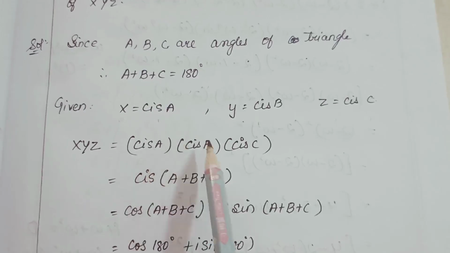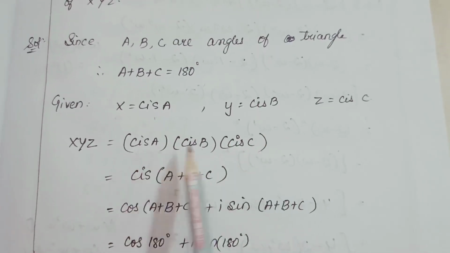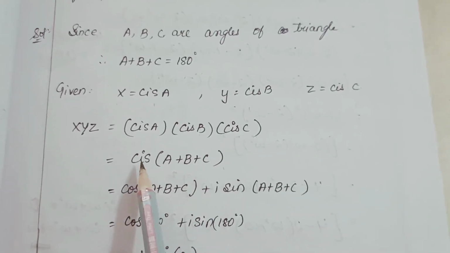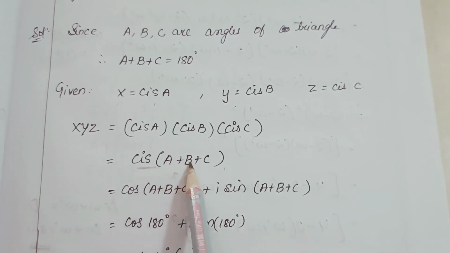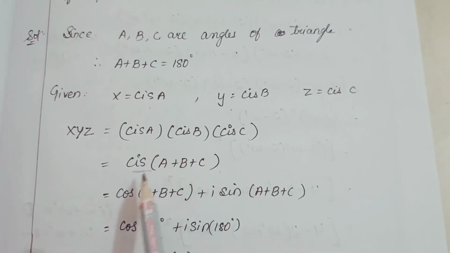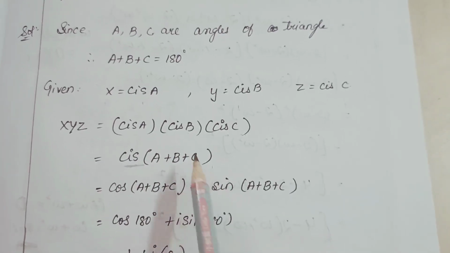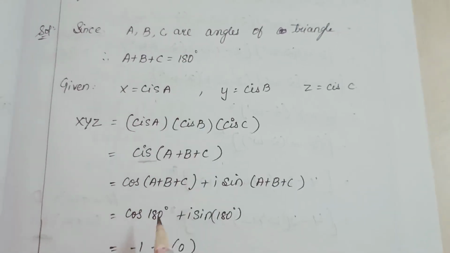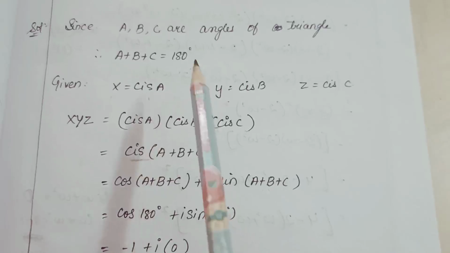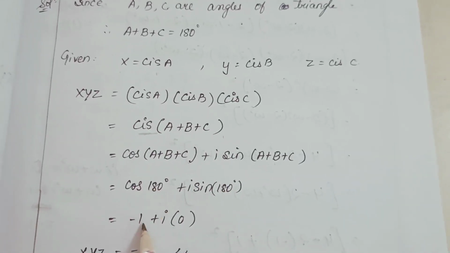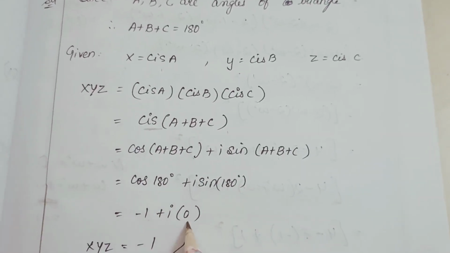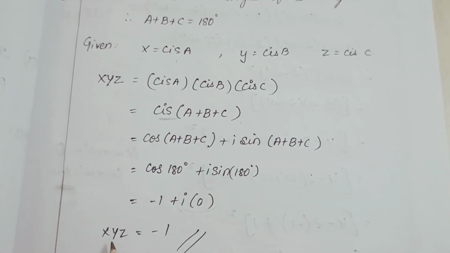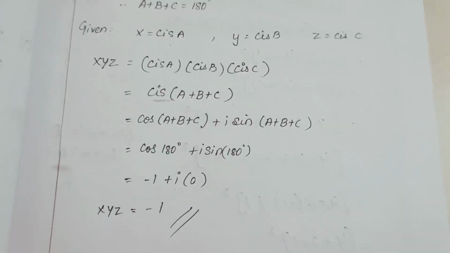So x value, y value, z value. We can write this as cis of (A plus B plus C). Cis is nothing but cos theta plus i sine theta. Cos (A plus B plus C), how much is A plus B plus C? 180. Sine (A plus B plus C) is sine 180. Cos 180 is minus 1, sine 180 is 0. So minus 1 plus i into 0. This is 0. Minus 1. x y z is equal to minus 1.